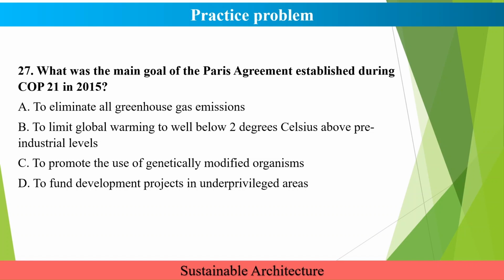For question 27, what was the right answer that you were saying? B. What is the answer? Pardon? Repeat. To limit global warming to well below 2 degrees Celsius above pre-industrial levels. This is the right answer, marking a significant global commitment to climate action.